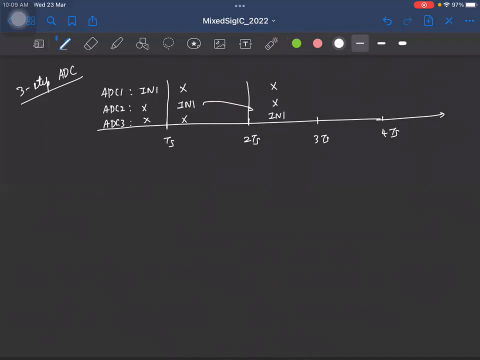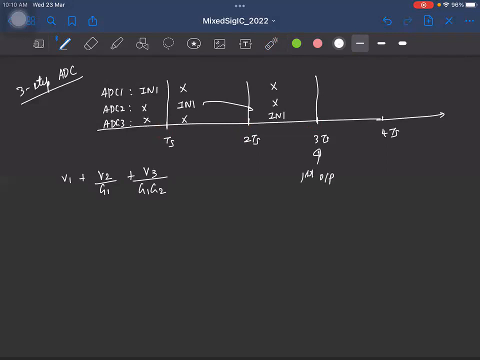So only after all the three ADCs have processed the input, you'll get the overall output, right? Because our output is simply V1 plus V2 by G1 plus V3 by G1, G2. V1 you can get at this instant. V2 you will get only here, and V3 can be obtained only here. So only at this time instant, you will get the first output.